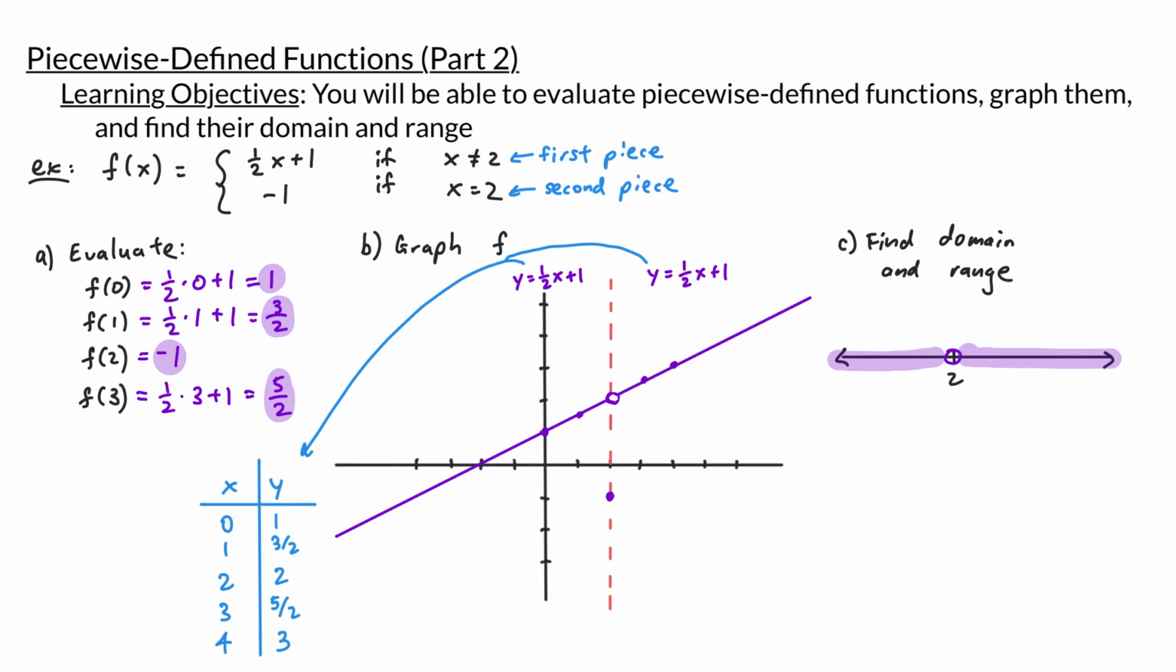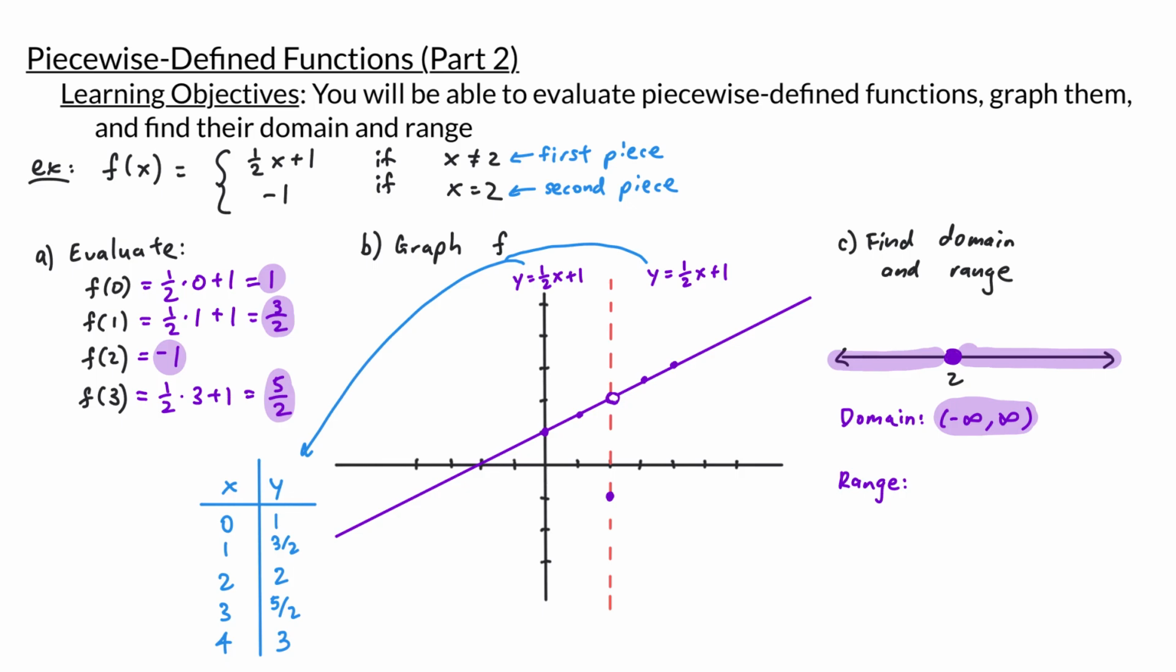For our second piece, we're looking at the x value equal to 2. So on our number line, we end up filling in this point at 2. So looking at what's covered on our number line, we see that we have all of the x values, which means that our domain in this case is going to be -infinity to infinity.